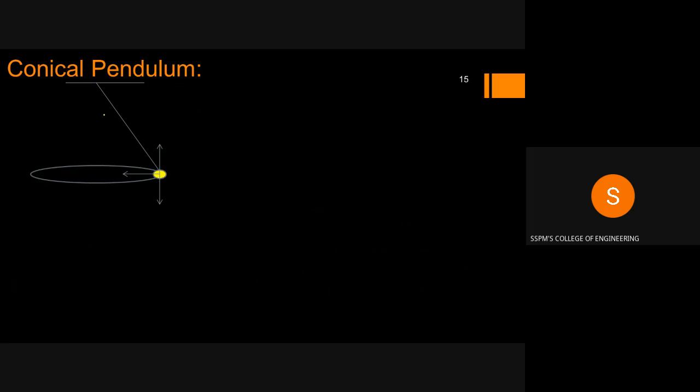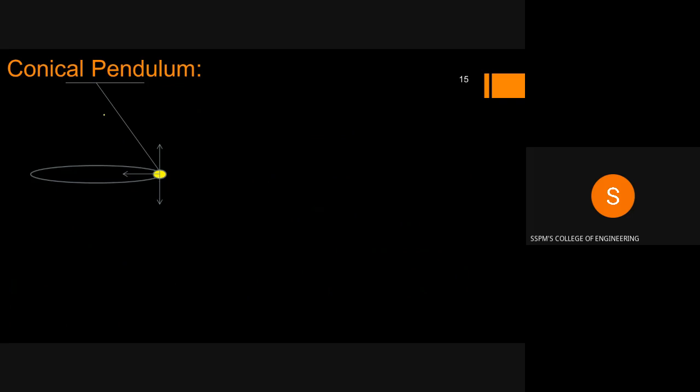So in the conical pendulum, this stone or an object is tied to a string. This string has the length L. And it is revolved so that it will form one cone. So this is the apex of the cone, the point O, and this is the angle theta.